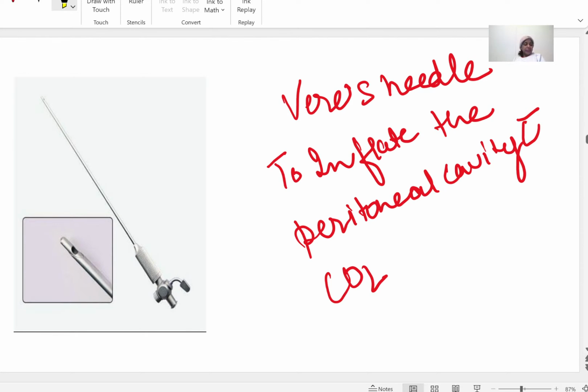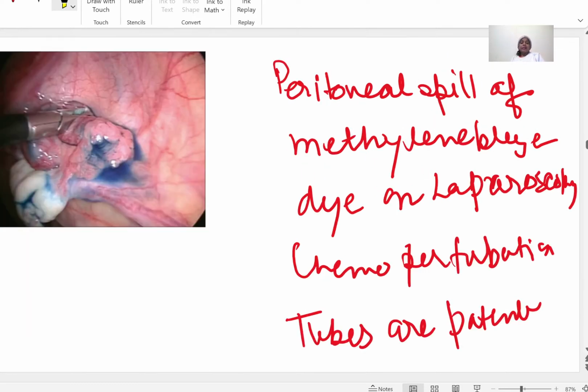This is the Veress needle used in laparoscopy to inflate the peritoneal cavity with carbon dioxide. This is laparoscopic chromopertubation, which is done with methylene blue dye, and the peritoneal spill is watched.